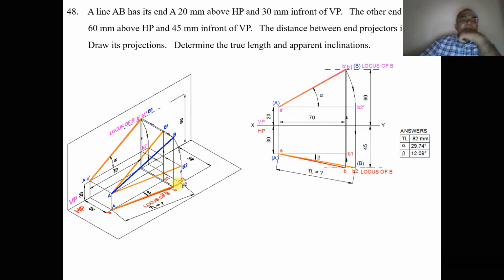Now we need to find the true length. When you project this point from this vertical line, and also when you project from here, these two points are going to intersect at this point.